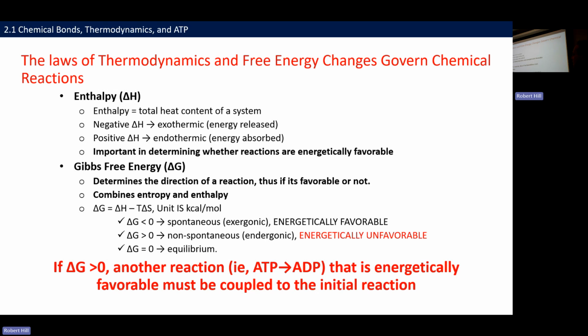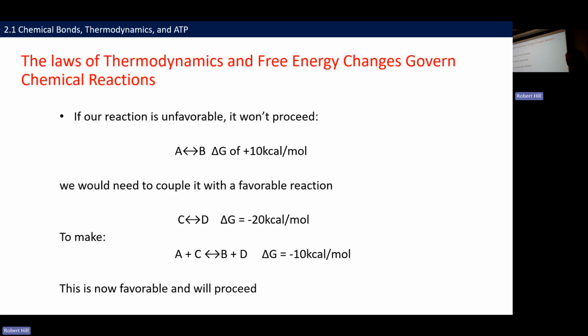Again, we want a delta G that is less than zero, but we rarely get it. In order to get a delta G that is below zero, we have to couple the reaction to another chemical reaction that has usually a very low delta G value. Okay, so here's an example, and this sort of stuff is as complex as we're going to make it in terms of calculation.